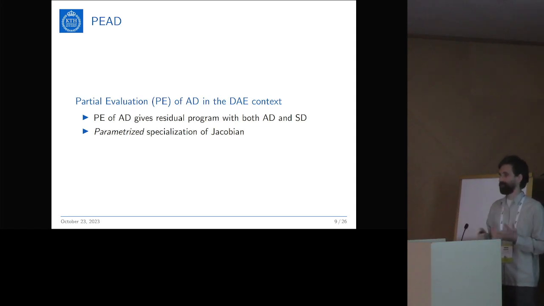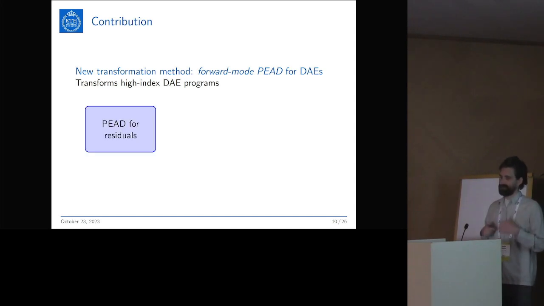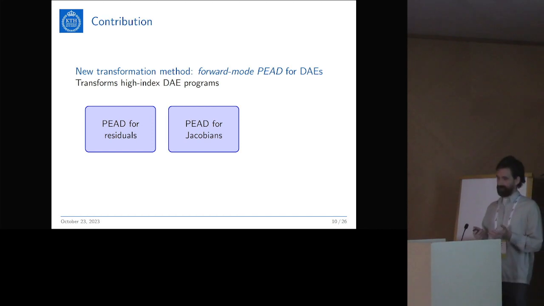We also propose to parameterize the specialization of the Jacobian function so that the user can trade off between code size and code specialization. In particular, we propose a new transformation method. We call it forward mode PAD for DAEs, and it takes as input a high index DAE program. This DAE program may contain recursive functions, and it then outputs a residual function of low index, and the residual function is made efficient by using partial evaluation. We also output a Jacobian callback function where the user can specialize the level of specialization.